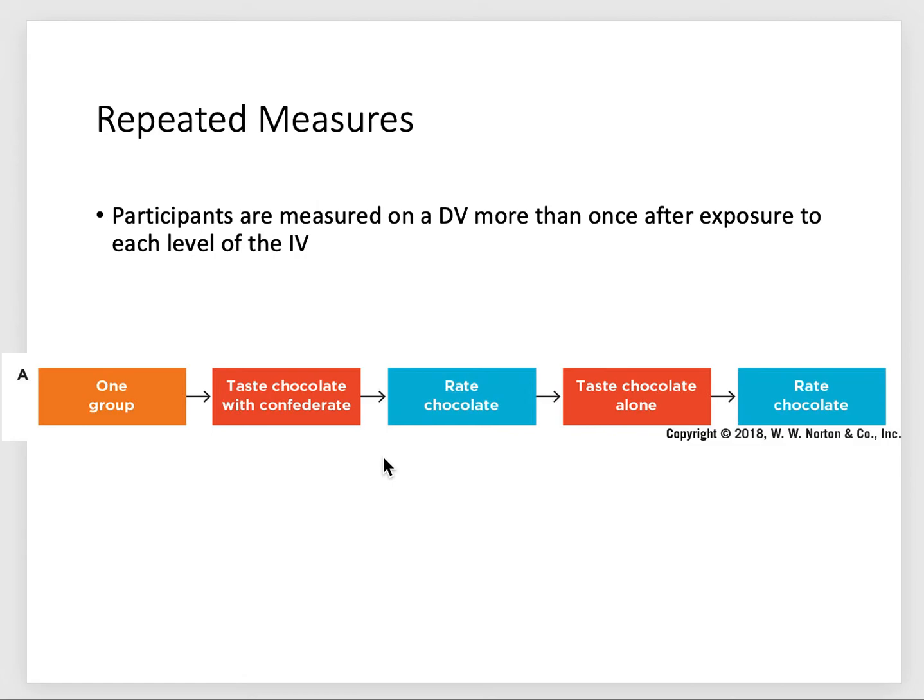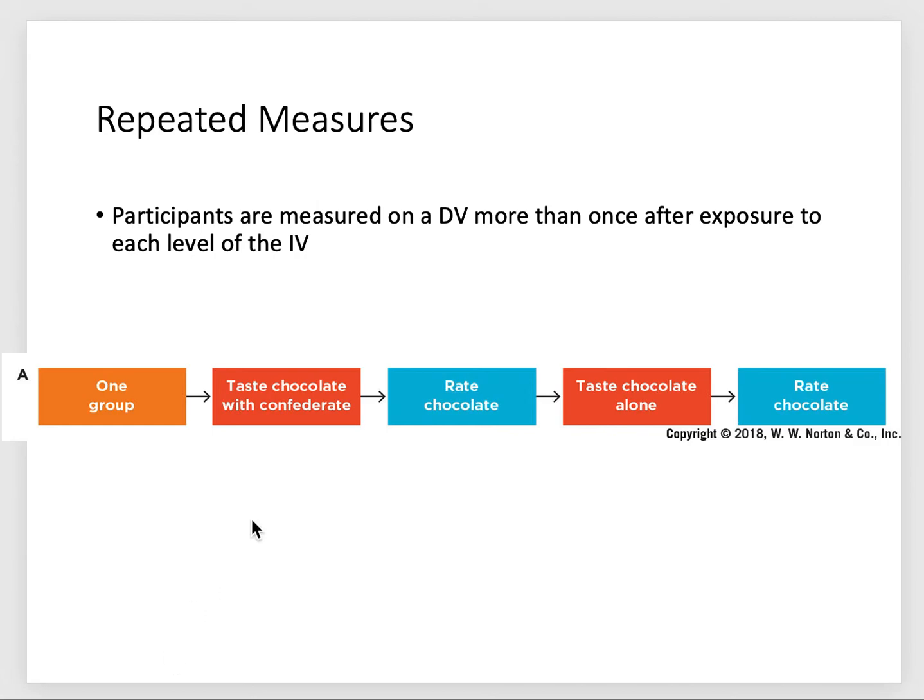And there are two different conditions that they're going to be exposed to. So we can tell the independent variables here by the red boxes, okay, and the dependent variables are in the blue boxes. So we don't need to worry about random assignment because everybody is part of the same group. Everybody is first going to be exposed to this condition where they taste chocolate with a confederate. So with somebody else in the room, maybe a researcher who's maybe telling them something about this chocolate. Okay, I actually don't remember what your book actually says about this experiment.